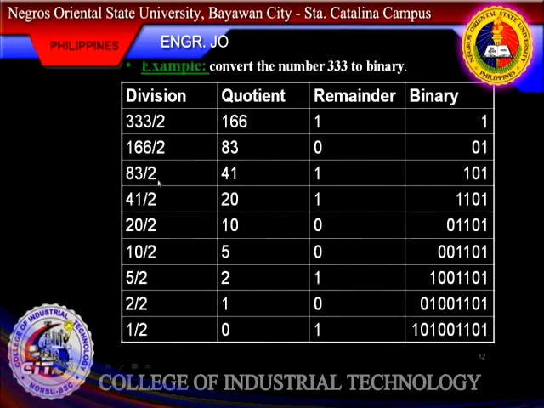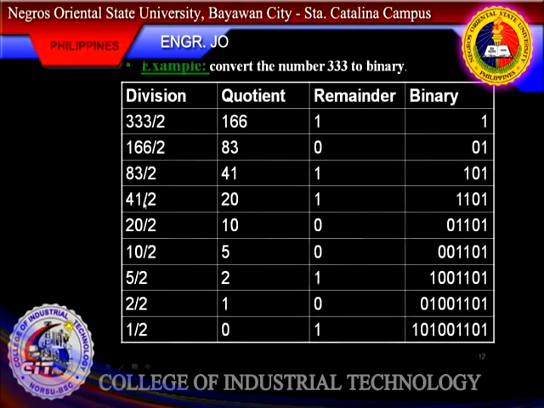Then 83 divided by 2 is equal to 41.5, so we record 41 only. 41 times 2 is equal to 82, so there is an excess of 1. So 1 is our remainder, and we add 1 as well.